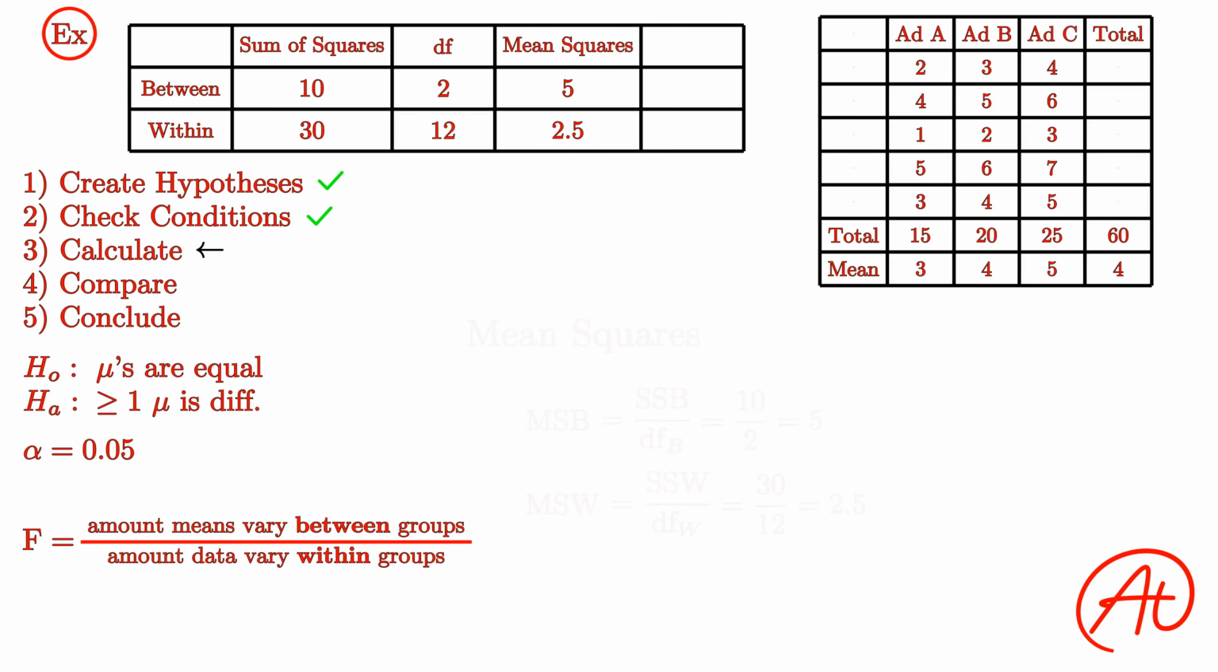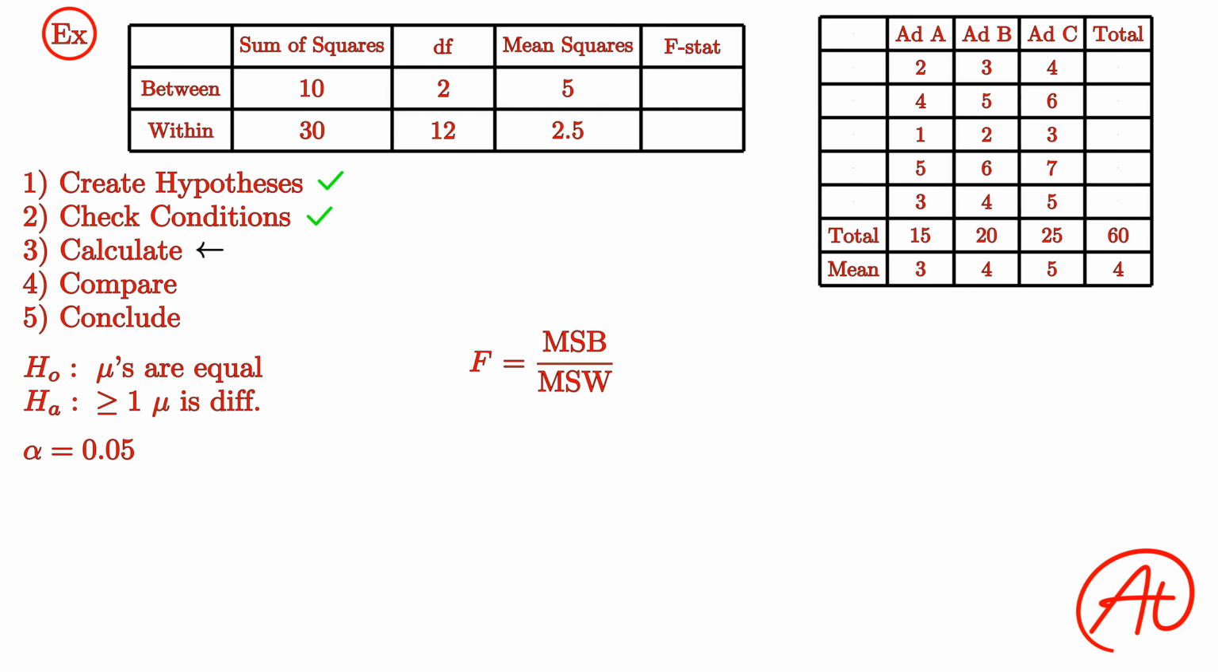Okay, now that we have each of these values, we can finally calculate our F statistic. The mean squares between gives exactly the amount that the means vary between each of our different groups, and the mean squares within gives us exactly the amount that the data points vary within each group. So our formula for F is ultimately the mean squares between divided by the mean squares within, which is 5 divided by 2.5, or just 2. Now that we finally have our test statistic, we can find the p-value associated with that.